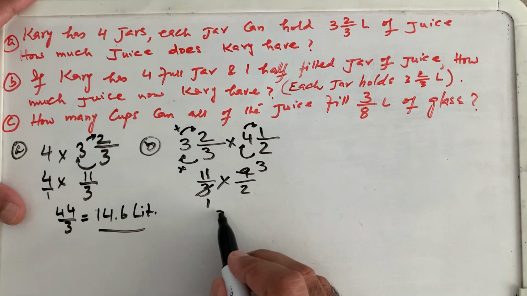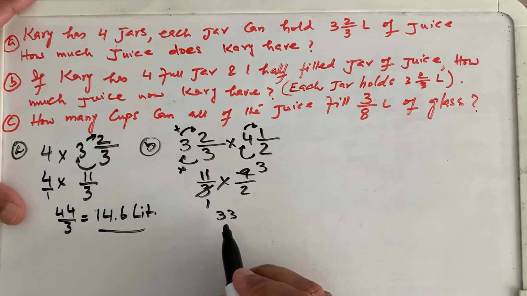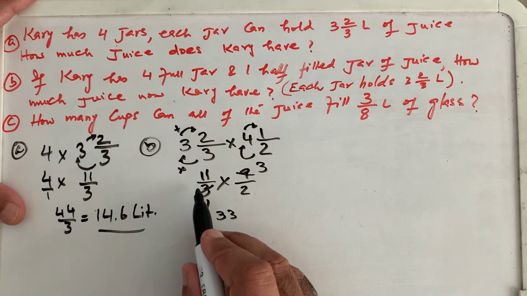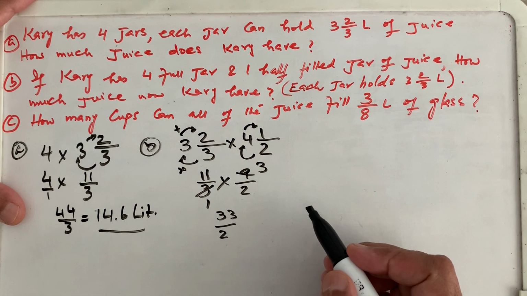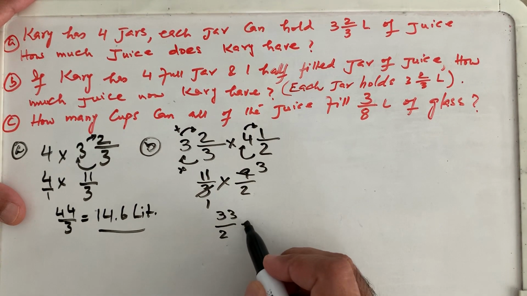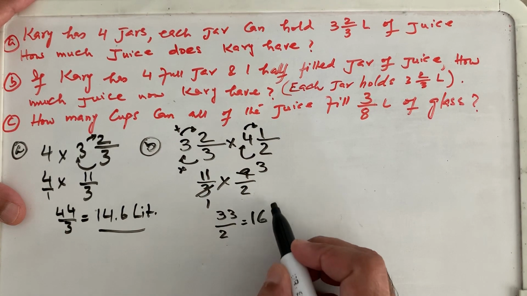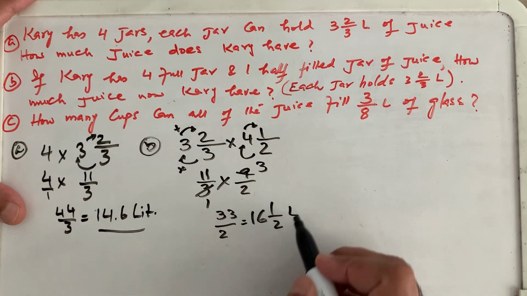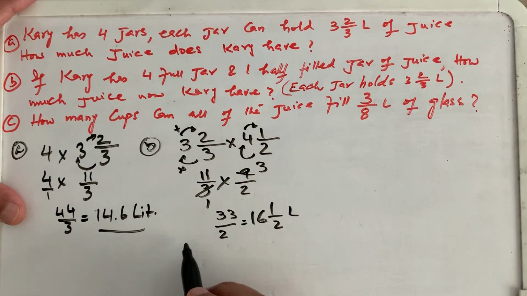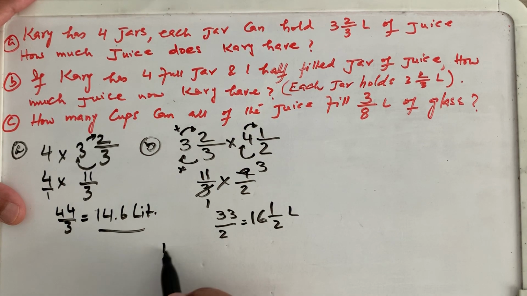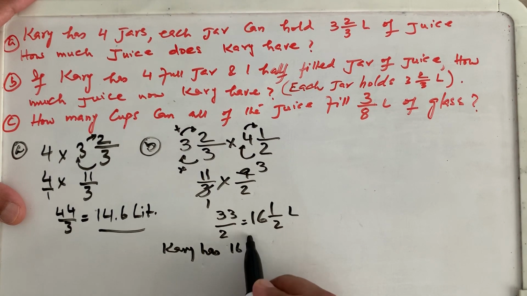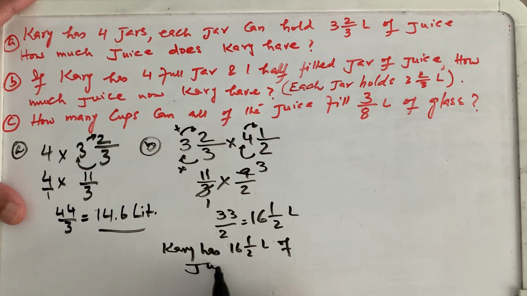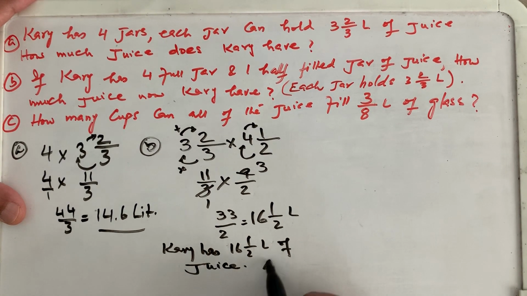You have 33 divided by 2. And 33 divided by 2 means 16.5 liters. So she has 16.5 liters of juice. So Kary has 16.5 liters of juice, right? Answer.